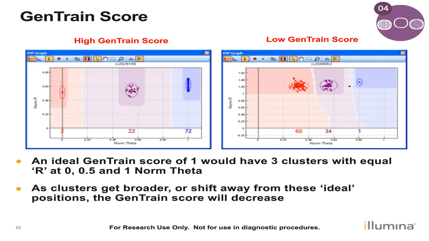However, if you have a SNP with a low GenTrain score, it does not meet the high GenTrain score criteria. You can see in the example on the right that even though there are 3 clusters, they're not in the ideal position. Anytime the clusters get broader or narrower or they're not in these ideal positions, the SNP is assigned a low GenTrain score.